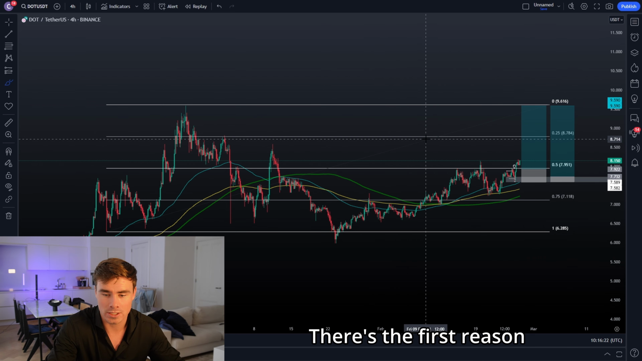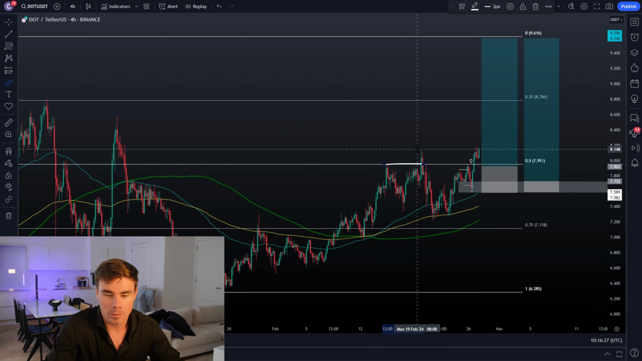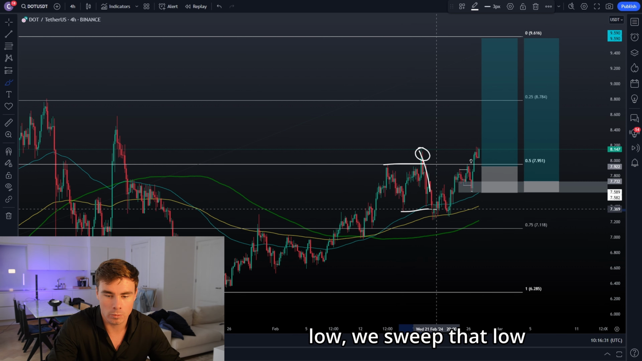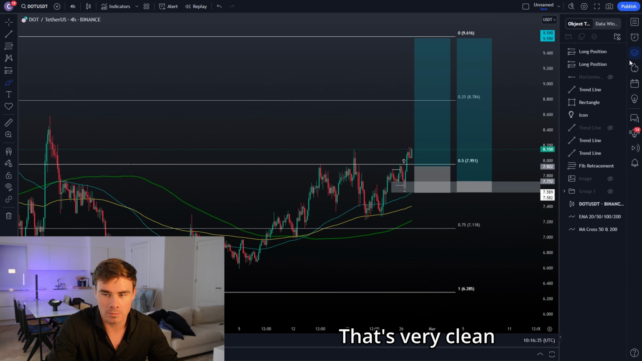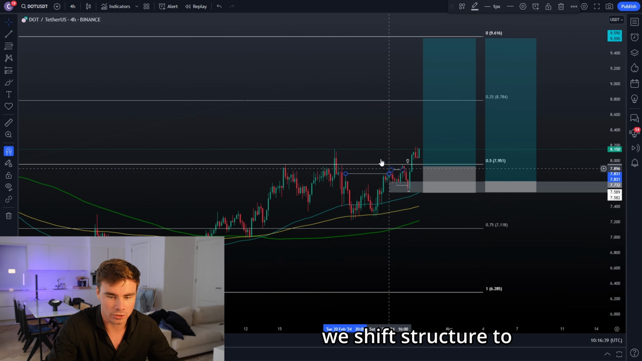That's the first reason over here. And we see this local fake break of structure. People open up breakout longs over here or pullback longs, put their stops beneath this low, we sweep that low, and then we get another push up. That's very clean behavior on the 4-hourly time frame. On that push up on the 4-hourly time frame, we shift structure to the upside.